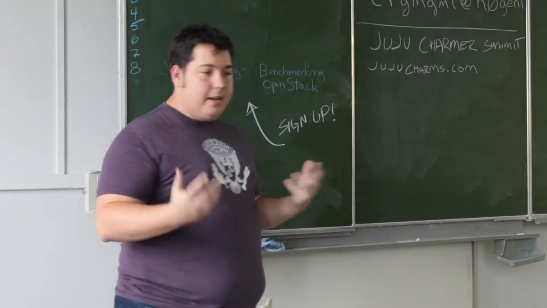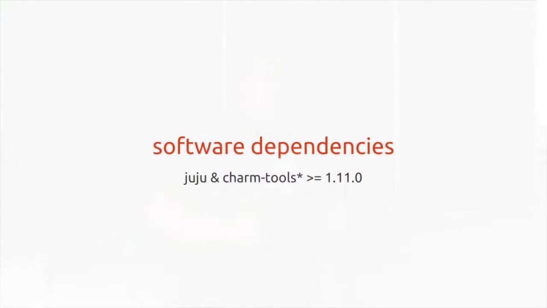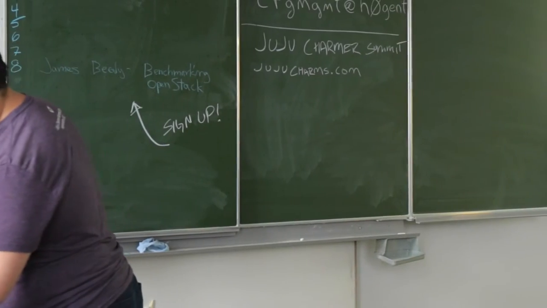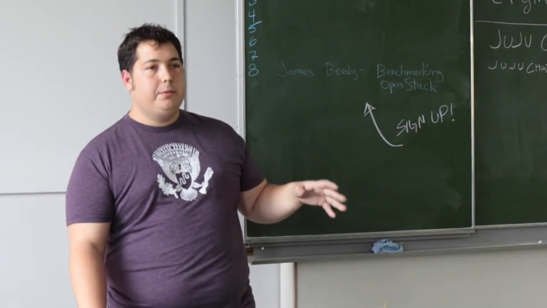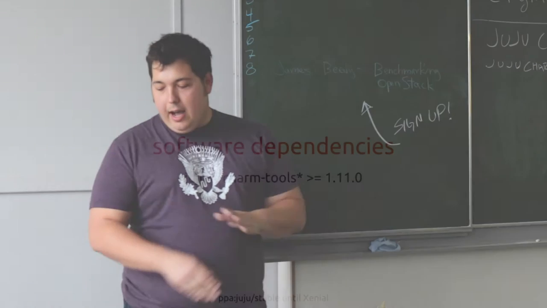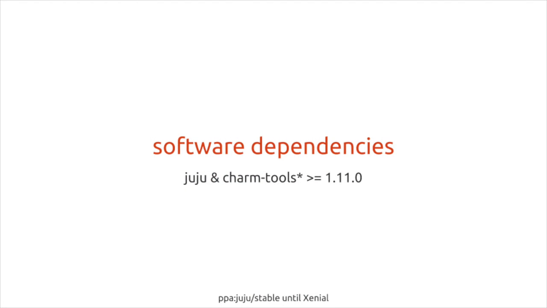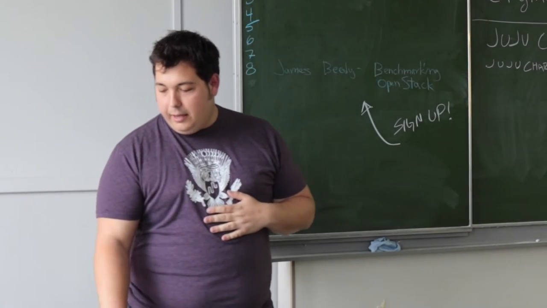So if you're going to be starting with Juju charms and writing them, you'll need these two things: Juju and charm tools, and charm tools greater than 1.11.0. If you're on Windows, we have Windows installers for charm tools. If you're on Mac, you can brew install charm tools anytime. And if you're on Ubuntu or Debian, you'll want to use this PPA down here until we release Xenial, where we'll have the latest and greatest in the archive.